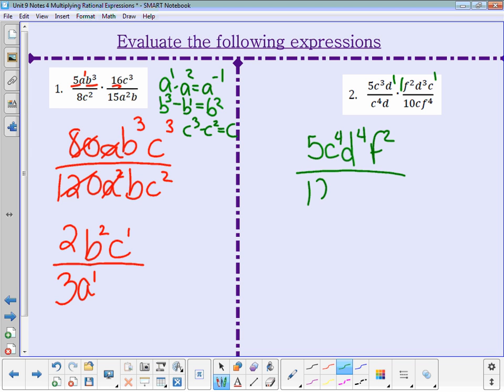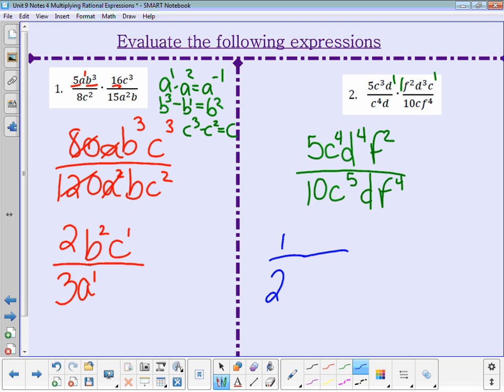On the bottom, I'm going to pull that 10 out front. Now I'm going to combine my c's. C to the fourth times c to the first is going to give me c to the fifth. And then I just have d, and then I have f to the fourth. So now I want to go through and simplify this rational expression, okay? So again, this is exactly like you did in notes 3. Step 3 is the same as notes 3. 5 divided by 10 can be reduced to 1/2.